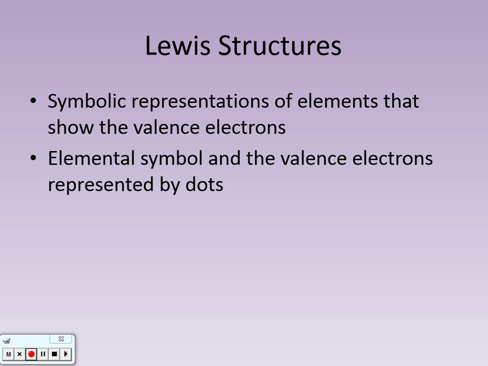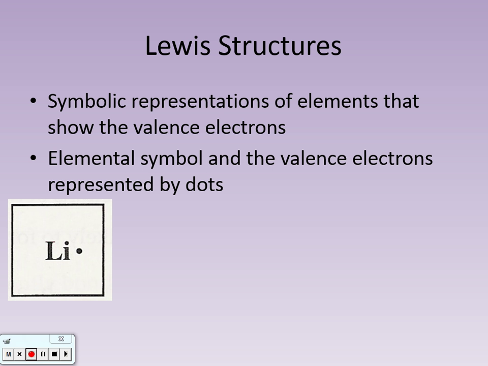So, going back to the first element we did, it was lithium. How many valence electrons does lithium have? 1. So this is what its Lewis structure looks like. You don't have to write the box, you just have to write the symbol, and then 1 dot around the outside to represent the 1 valence electron. It doesn't matter where.